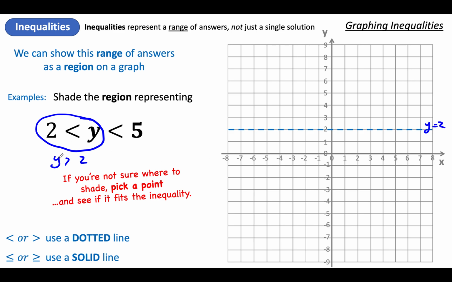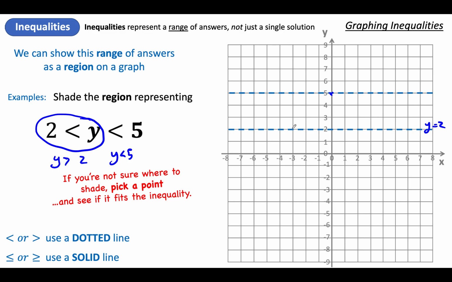It's dotted because it's just y is greater than. There's no equals there. And then the other side of the inequality, y is less than 5. So we find 5 on the y-axis, put a line through it. And this time it's also dotted because y is just less than 5. There's no equals. And then think about where you're going to shade.